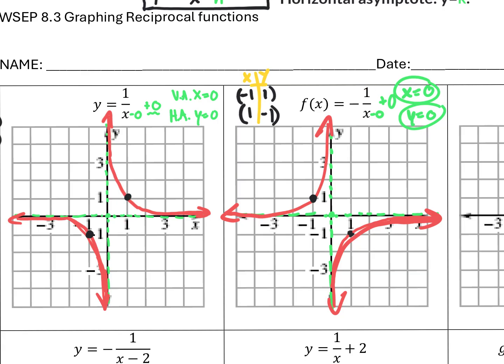Same thing here, a value is 1. 1 unit away from the vertical asymptote, you're 1 unit away in the other direction of the horizontal asymptote. So if you were to put a 2 up here, the a value would be 2. It would vertically stretch it by 2.